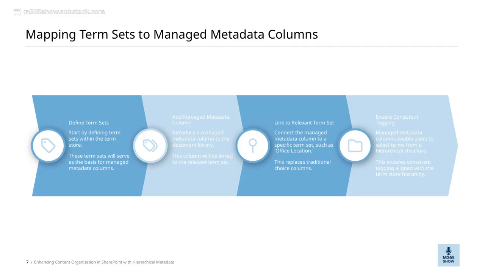The next step is to introduce a managed metadata column into your document library. You'll link this column directly to the relevant term set, ensuring that users can easily select from the predefined terms. Before doing that, you'll need to define your term sets within the term store. These term sets serve as the foundation for your managed metadata columns, enabling a hierarchical and organized tagging system. Overall, this process helps create a more organized, consistent, and easily navigable content environment in SharePoint.